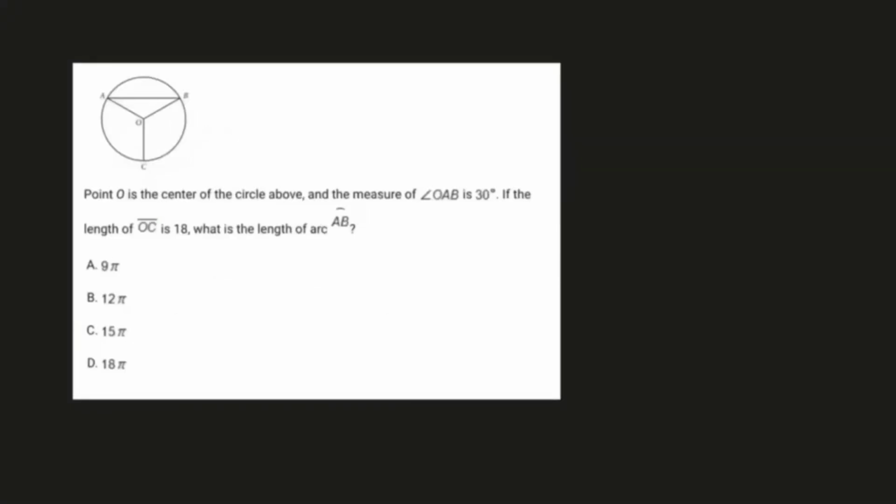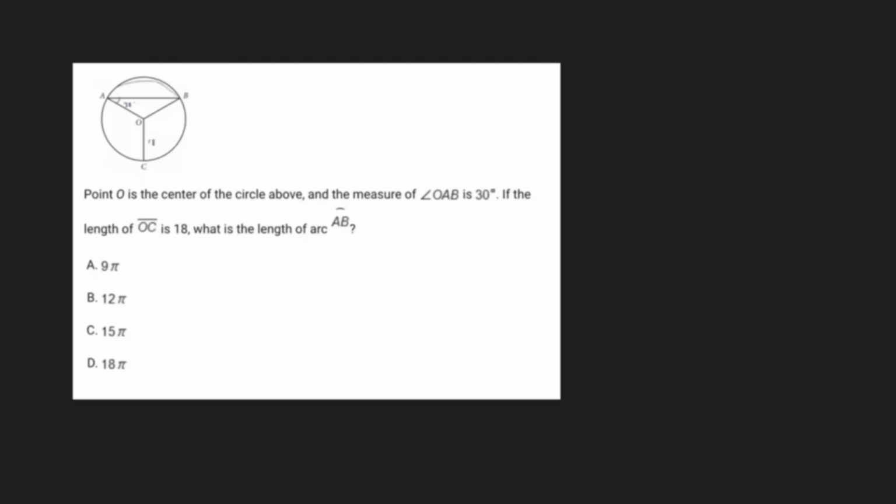O is the center of the circle above, and the measure of angle OAB is 30 degrees. All right, so that's going to be 30 degrees right there. Boom. If the length of line segment OC is 18, so this is 18, what is the length of arc AB? So I think this is the minor arc of AB right here.